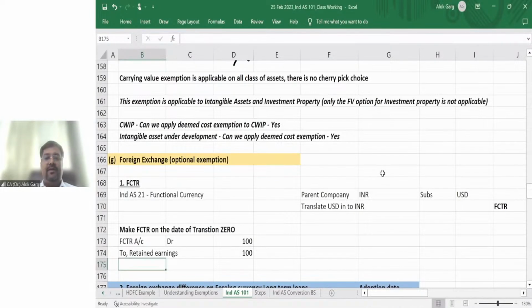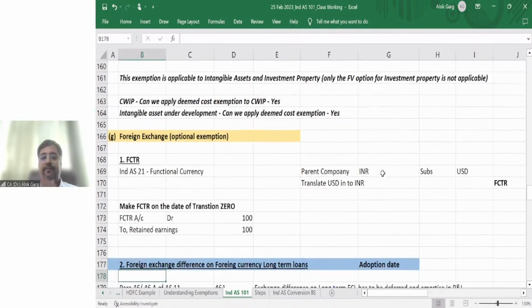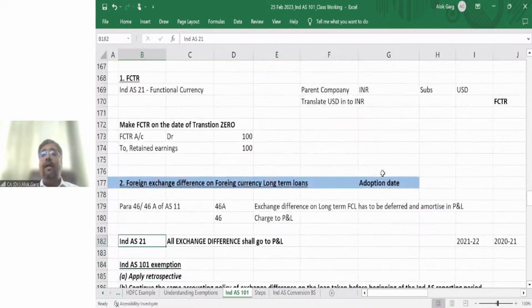Now, what is the second exemption in the area of foreign exchange? Please write down. This is the only exemption which is applicable on the adoption date, not on the transition date. Every other exemption, every exception is applicable on the transition date. This is the only exemption which is applicable on the adoption date. What is that? You all are aware about para 46 and para 46A of AS 11.